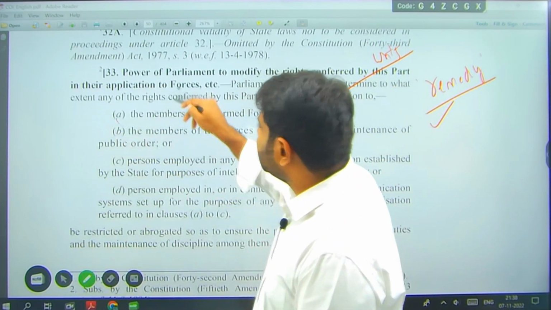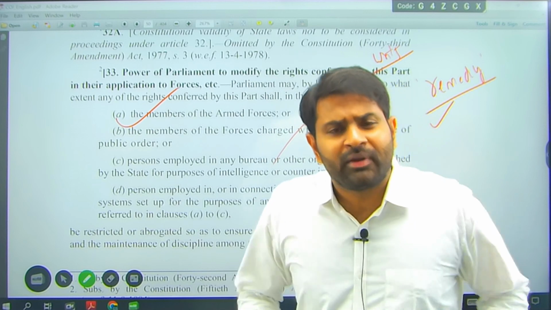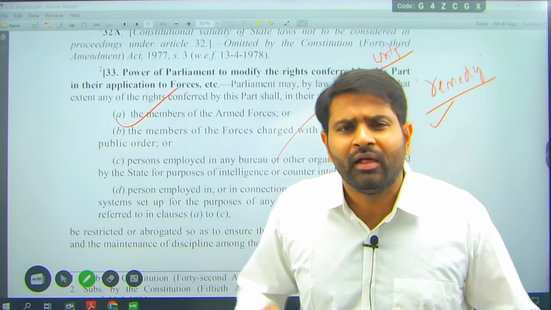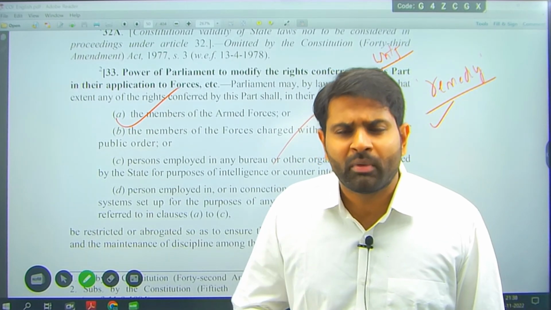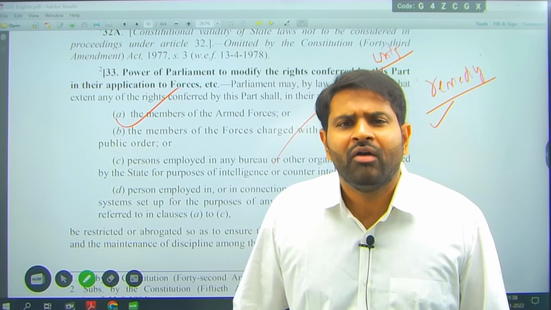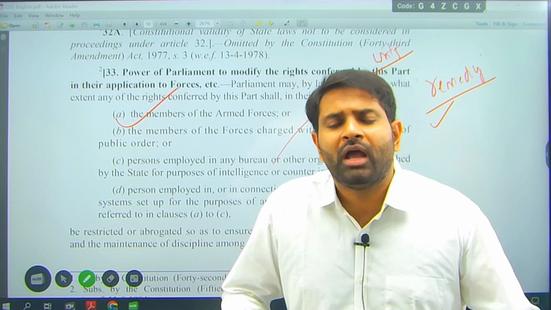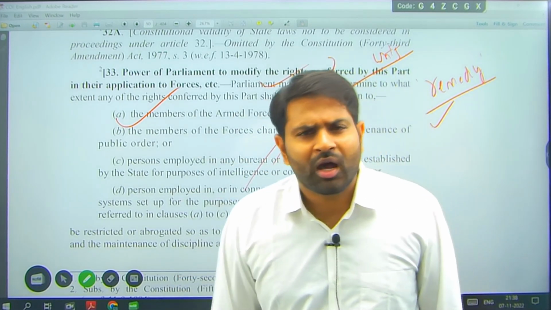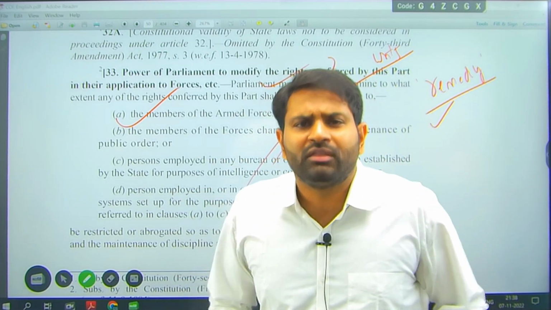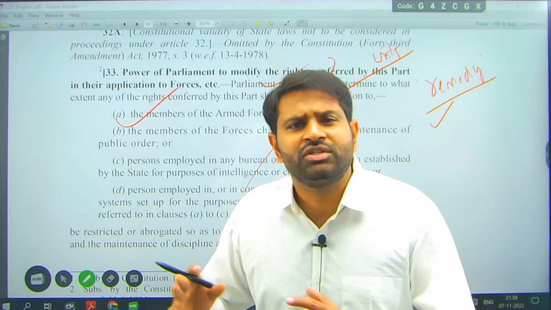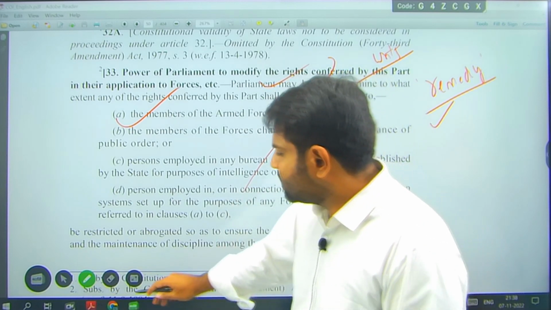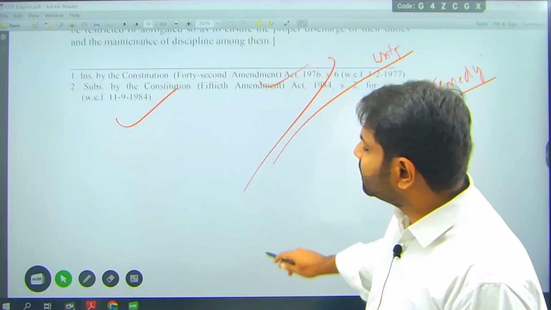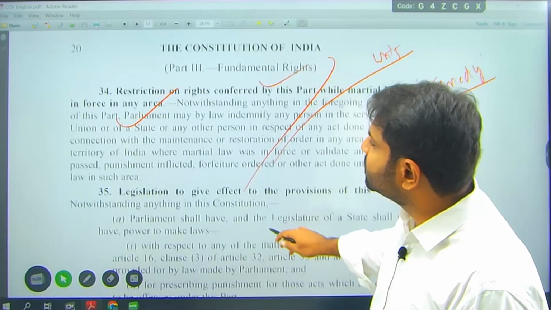So article 33 says that yes, fundamental rights are there, but not for all people. There are few people for whom I don't give these fundamental rights, right? For example, armed forces, police people, they cannot have all the rights, right? There are some restrictions on those people. That is what is mentioned in article 33. There are limitations to fundamental rights for these people.